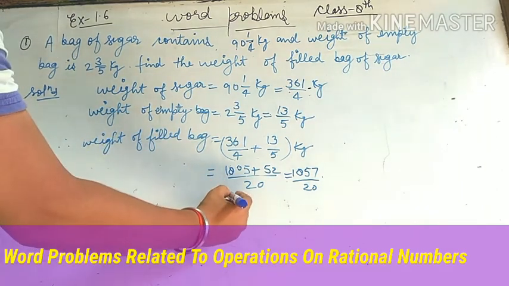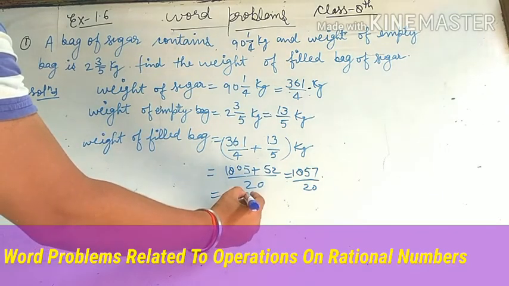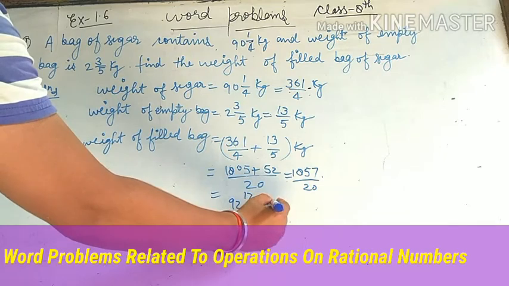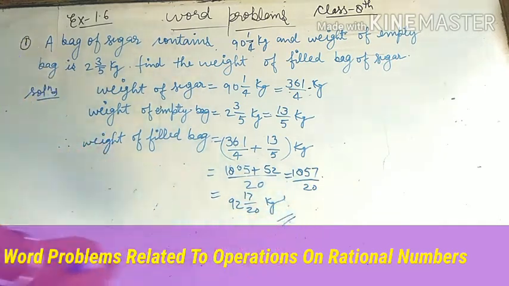And here we will write the answer: 92 complete 17 upon 20 kilogram. This is the weight of the filled bag. Okay, understand?